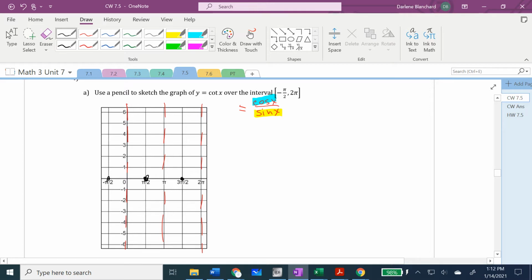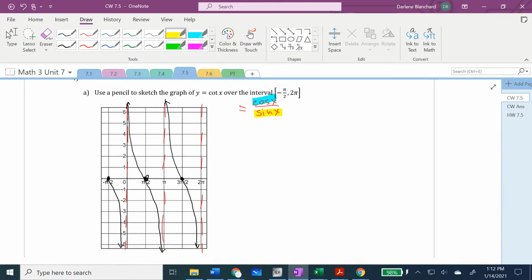all their multiples. Now with cotangent, it's helpful to remember that its graph heads down as you draw the graph left to right. So if I start graphing here at negative pi over 2, it's going to head downward. And then as I cross over the asymptote, I've got to start up higher, and then draw downward. Start up higher, draw downward.